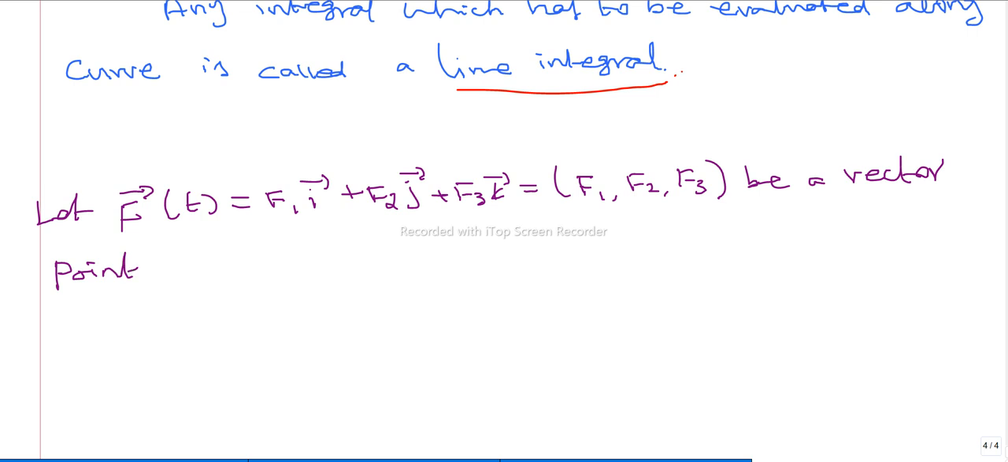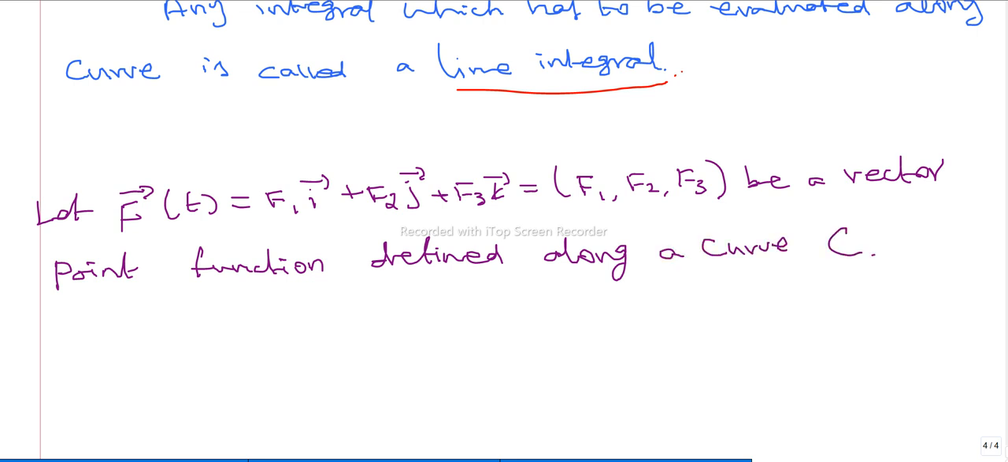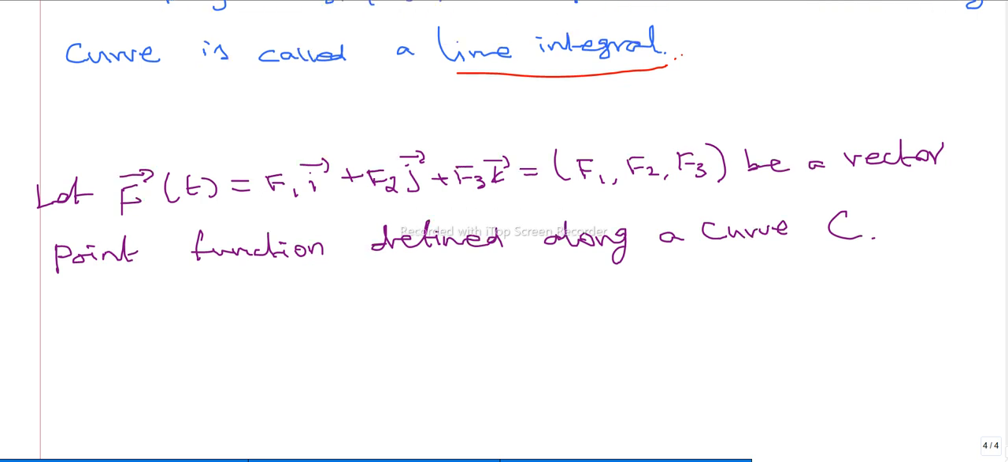Vector point function defined along a curve. The function is defined along a curve C. Okay, so the C may be anywhere. From each point of the curve, we have a function that is f of t.